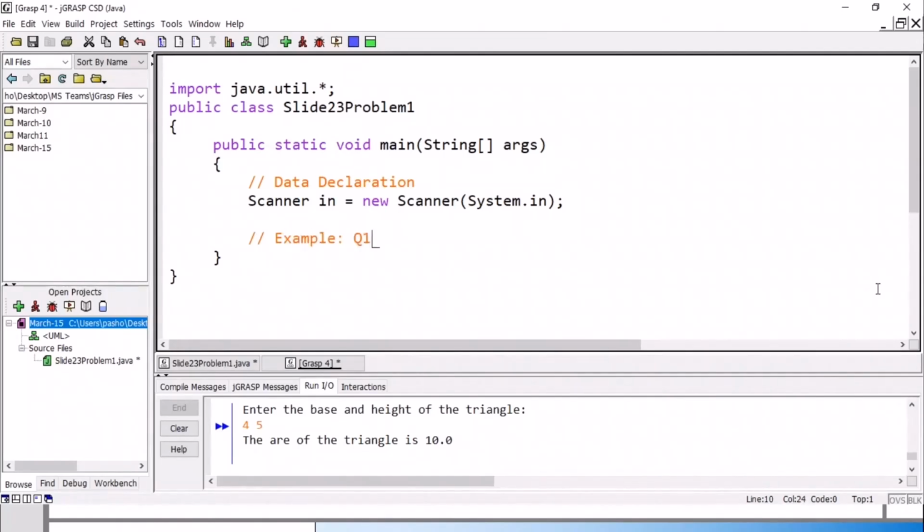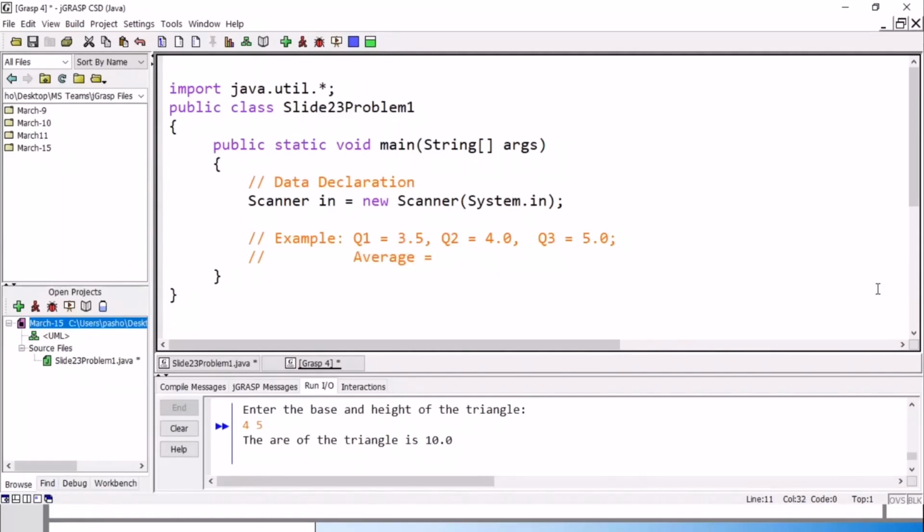As an example, suppose quiz 1 out of 5 is equal to 3.5. And suppose quiz 2 out of 5 is 4.0. And suppose that quiz 3 is equal to 5.0. So we need to find the average.